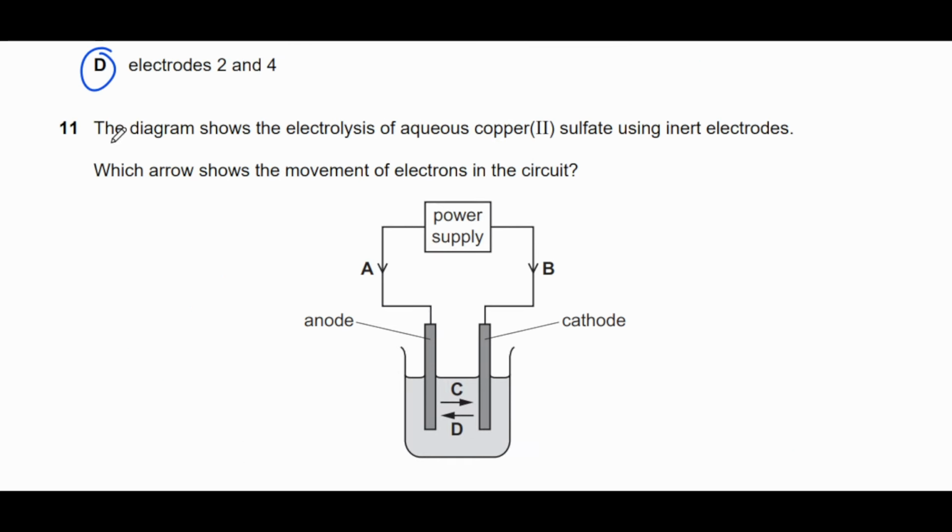Question 11. Which diagram shows the electrolysis of aqueous copper sulfate using inert electrodes? Which arrow shows the movement of electrons in the circuit? Okay, so if it wants movement of electrons in the circuit, C and D cannot be the answer because they are in the electrolyte. It's not part of the circuit. So, movement of electrons. The cathode is negative, the anode is positive. So therefore, since the cathode is negative, the electrons have to be going into the cathode. So the answer is B. Since electrons are negatively charged, the electrons move into the cathode, which makes the cathode negatively charged.